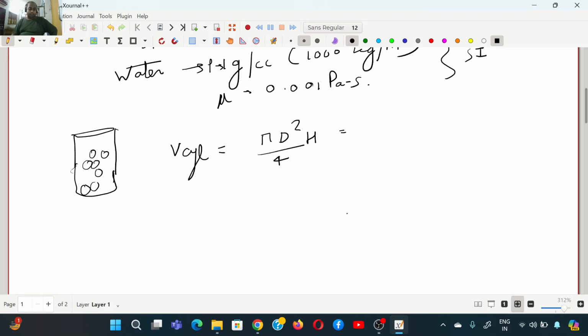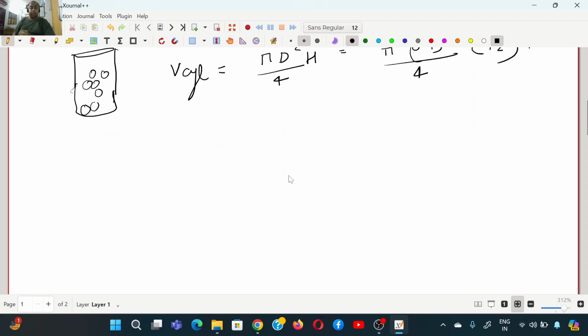So what is it here? Pi into 0.1 square divided by 4 into h. H is 1.2 meter cube. This is the volume of the cylinder.